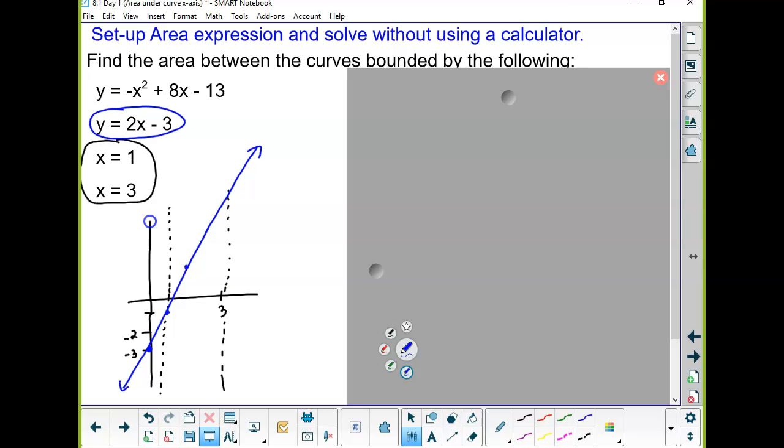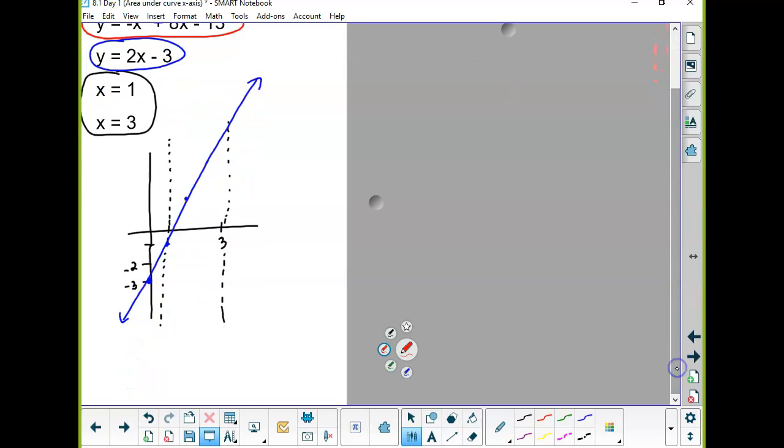We know what that graph is. And then I've got a parabola that is way down here. It's got a y-intercept at -13, and it's opening downward. So if I was to really go crazy with this, I know I'd be somewhere down here. And then I know that my parabola is going to probably look something like that.